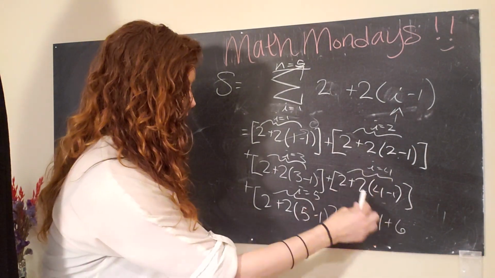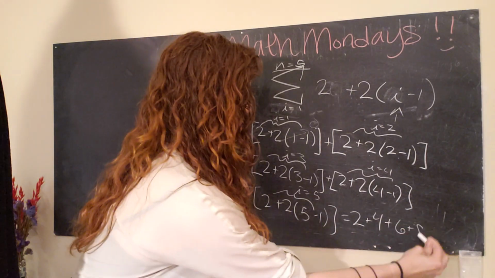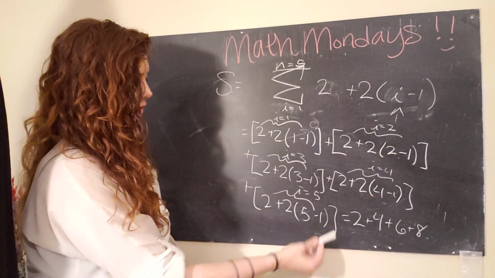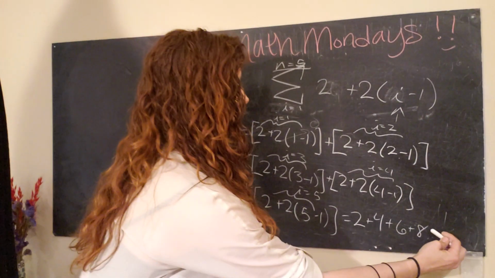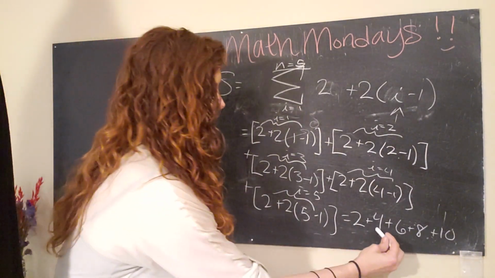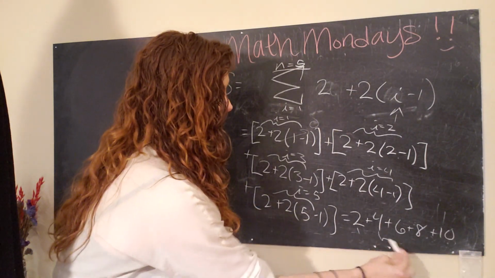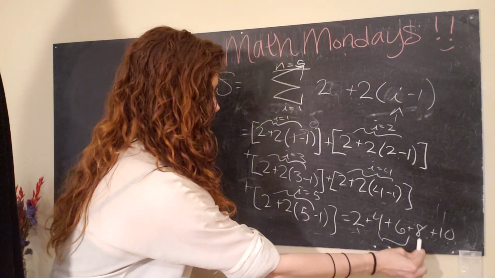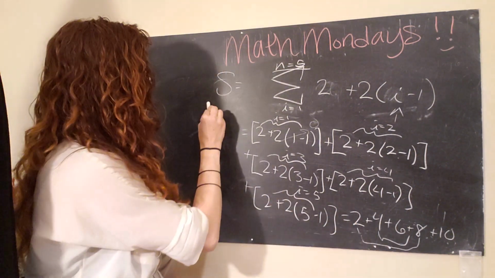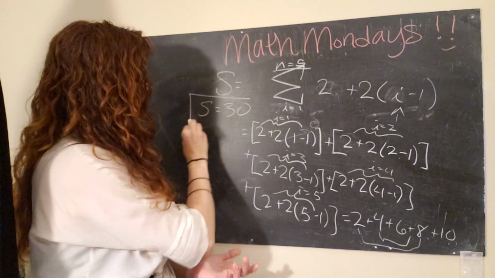Okay, so now for i equals 4, we get 4 minus 1 is 3, 3 times 2 is 6, 6 plus 2 is 8, and lastly 5 minus 1 is 4, 4 times 2 is 8, 8 plus 2 is 10. Ta-da! Okay. So I can pull out, or whoopsies. So 10 plus 10 plus, there we go, plus 10. Our sum is 30. Ta-da!